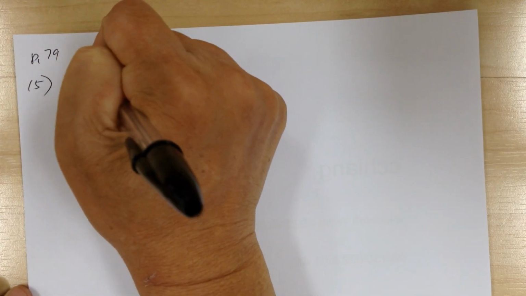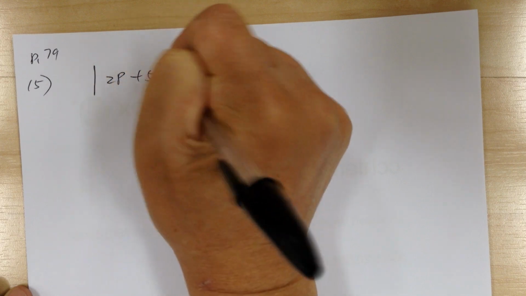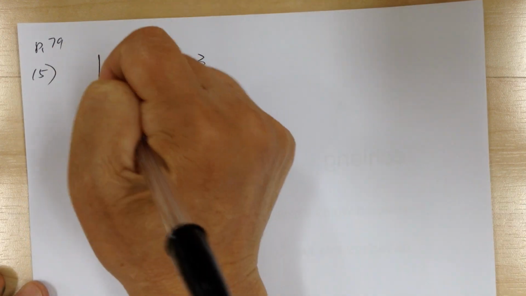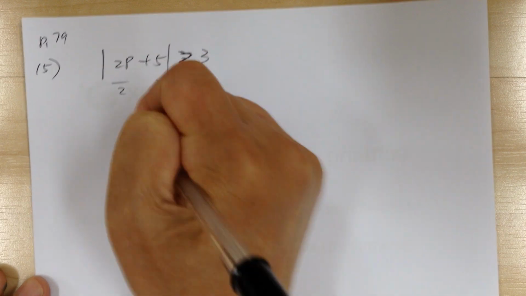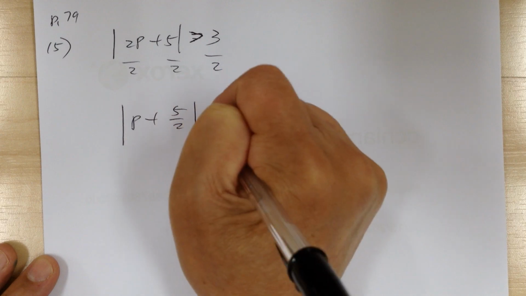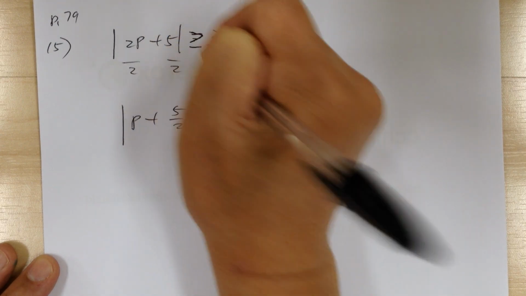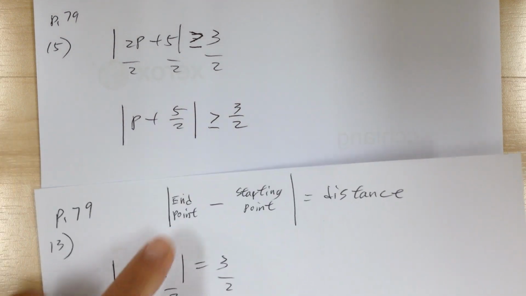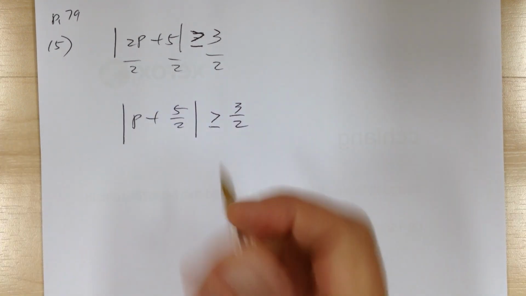Okay, absolute value of 2p plus 5 greater than or equal to 3. So again, let's divide by 2. So absolute value of p plus 5 over 2 is greater than or equal to 3 over 2. Okay, so now we're going to use this definition.